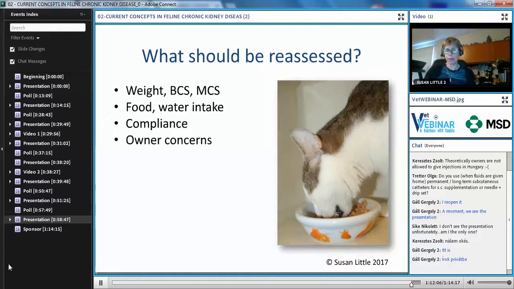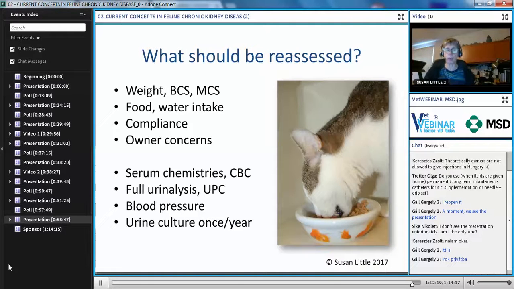And when we do get those patients in for monitoring, we do want to look at their weight, their body condition score, their muscle condition score, get some information from the owner about how well they're eating, what's happening with water intake and urine output. Is the owner having any problems giving the medications? Is there anything that they're concerned about?